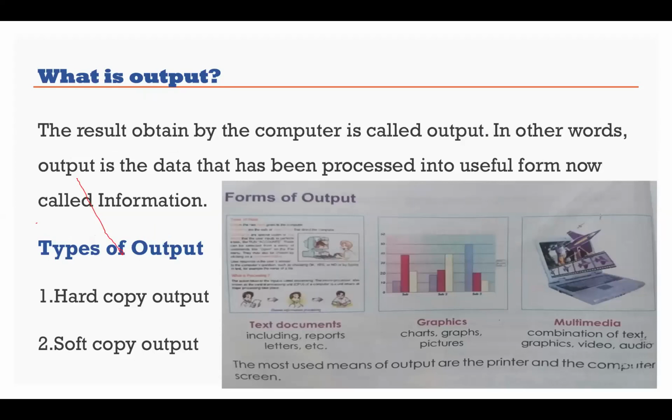There are two types of output: hard copy output and soft copy output. The output which we can delete or erase is soft copy output, and the output which we cannot delete or erase is known as hard copy output. And there are three forms of output: text document, graphics, multimedia. Text document includes report, letter, application, whatever you write. Charts, graphs, pictures may be graphics. Multimedia is a combination of text, graphics, videos, audio. These are the types and forms of output.